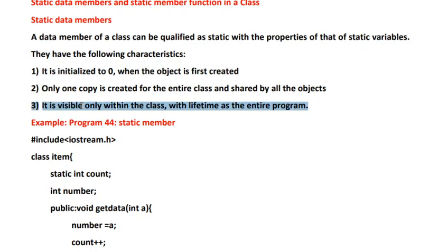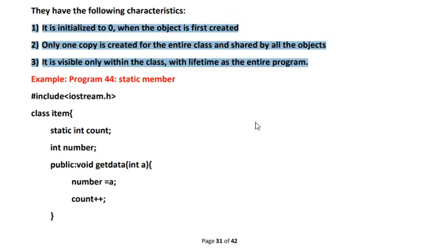Now this is a very important property. So it's visible only within the class. So a static variable is initialized with 0 whenever it's created. Only one copy of the static variable is created and shared by all the objects, and it's visible only within the class with the lifetime as the program.